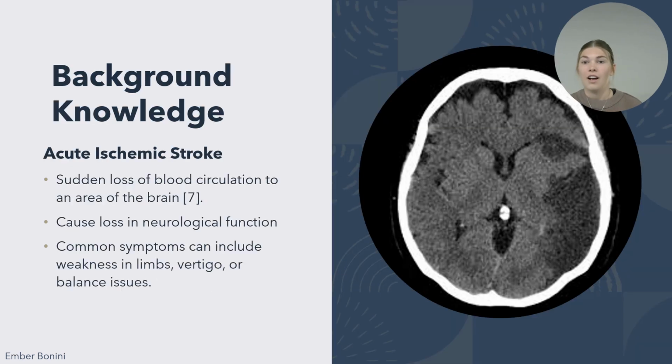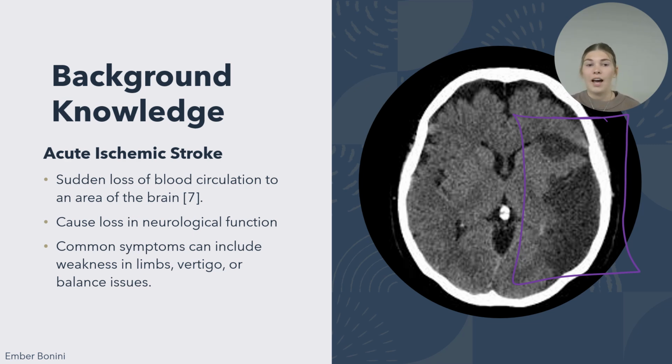Next, the next thing to note is what an acute ischemic stroke is. This is when there is a sudden loss of blood circulation to a specific area of the brain. This is not found in all areas of the brain at once, but more so in one area at a time. If you look at our picture, it's showing the area where there's a loss of blood flow, which is why it has the darker coloring in it.